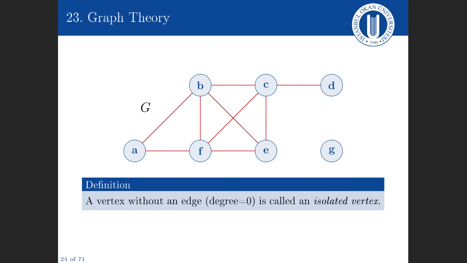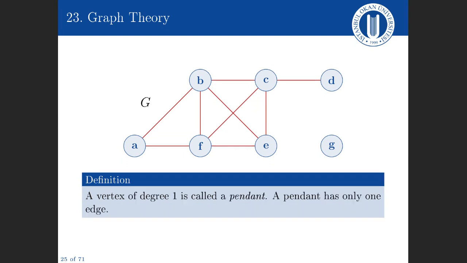If we have a vertex which does not have an edge, in other words, if we have a vertex of degree 0, then it is called an isolated vertex. For example, in this graph, G is an isolated vertex. A vertex of degree 1, for example, D, is called a pendant.